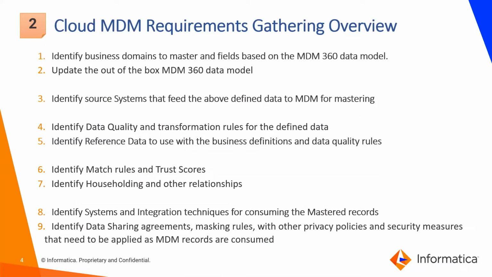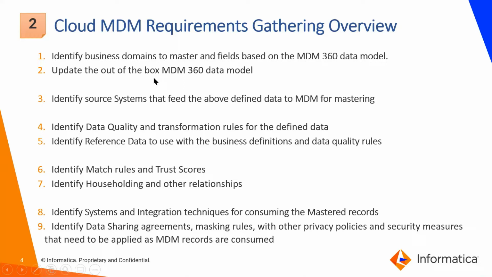So the 9 different requirements that we're going to take a look at today for gathering MDM requirements using our Cloud Data Governance Catalog data governance tool are, first of all, we need to identify the business domains or the data subjects that we want to master and all of the fields within those data subjects. So we can use our MDM 360 data model that is out of the box with our MDM system, and we can identify from that what attributes we want to use, what tables we want to use, and what additional tables or attributes we need to add to that out-of-the-box model based on the way that we do business.